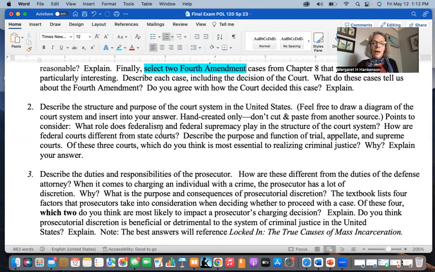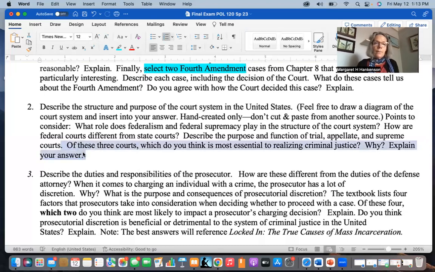So points to consider as you're describing the structure and purpose of the court system. And that's really what you're going to be graded on. Can you demonstrate to me how our court system is structured and what the purpose of the court system is? But some things to consider. We talked a lot about that our court system is structured by federalism and federal supremacy. So you might want to talk about how that helps organize our courts. That there are different types of courts, both federal courts and state courts. How are those different? We've talked about the trial, the appellate, and Supreme Courts. And so you're going to want to describe all of that. Okay. And so that's the descriptive part.